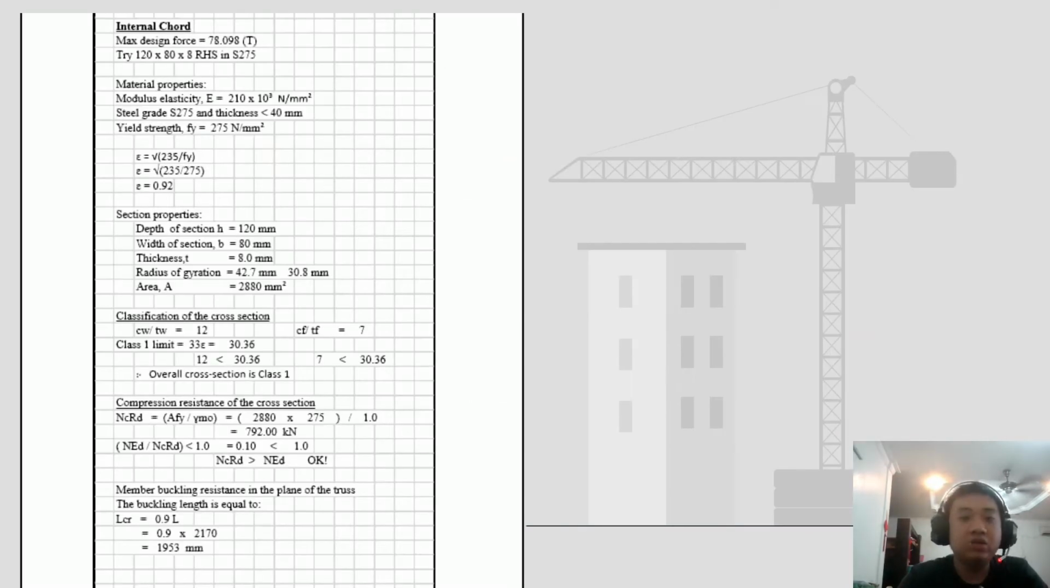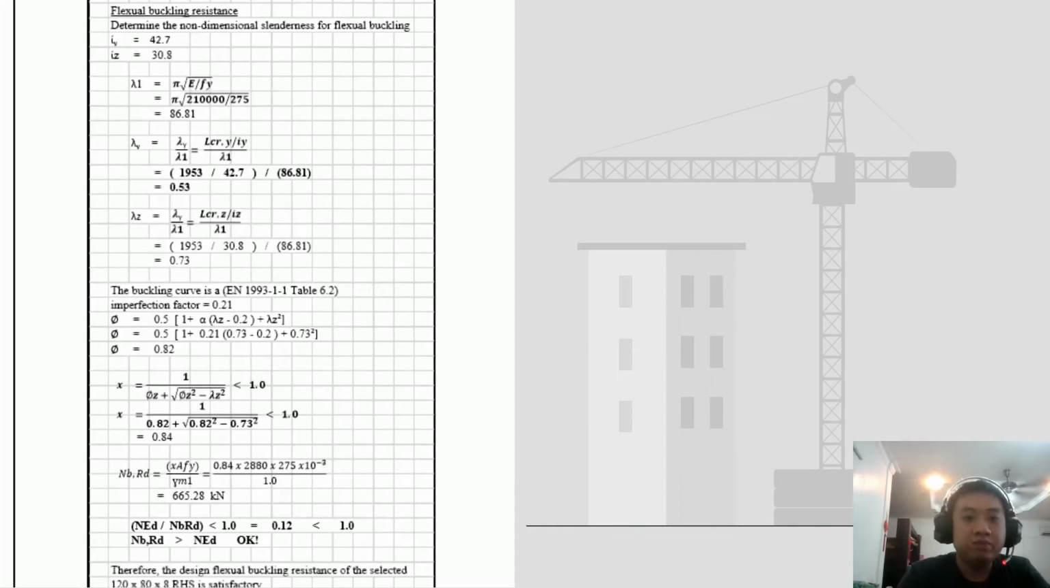And then we continue to the calculation part for the internal chord. First, we need to take the maximum design force, and then we try to assume the size of the RHS, and then we label out the properties. Next, we do the classification of the cross section. After that, we do the buckling resistance in-plane and out-of-plane. After determining our in-plane buckling resistance, NbRd is larger than NEd, so this design should be okay because the buckling resistance is passed.